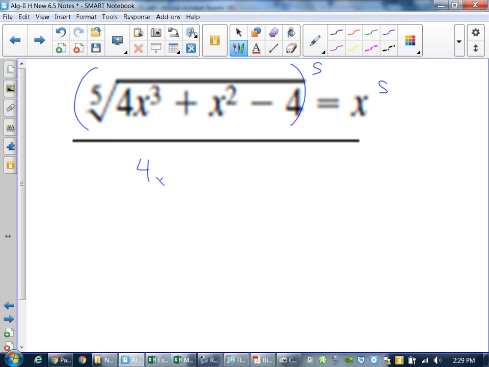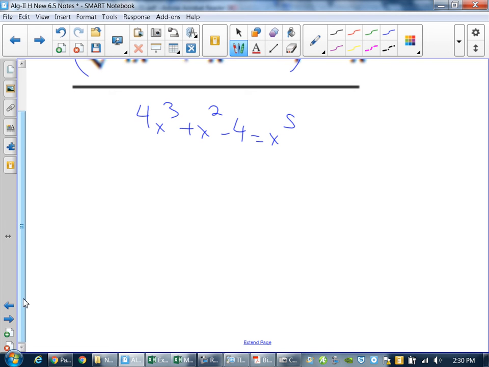So now you have 4x cubed plus x squared minus 4 is x to the 5th. Which means I have to set one side equal to 0. Which side am I going to set to 0? Are you sure? Maybe move everything from the left to the right. So we get 0 equals x to the 5th minus 4x cubed minus x squared plus 4.